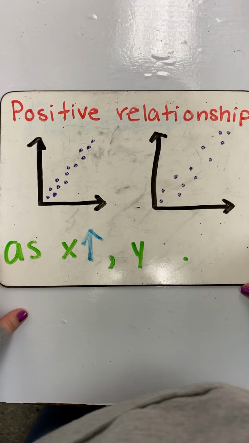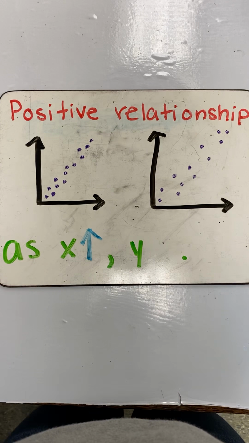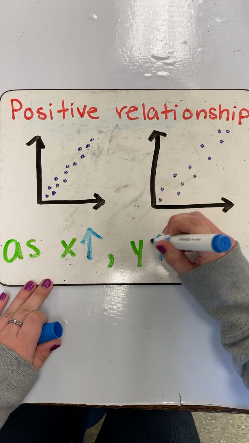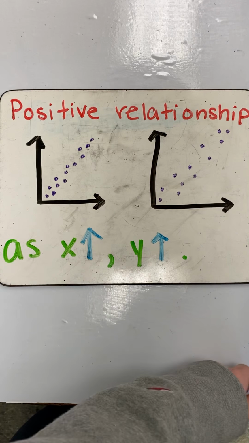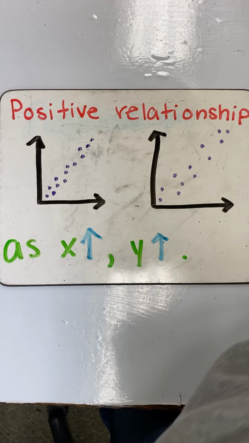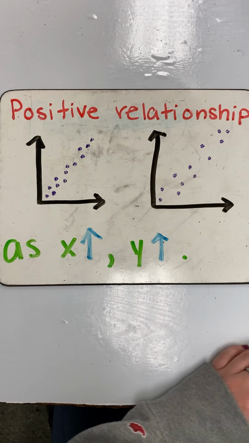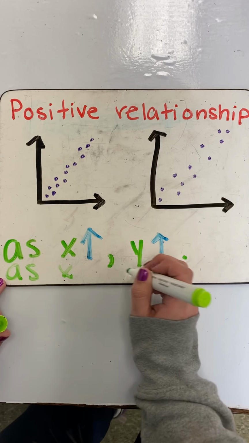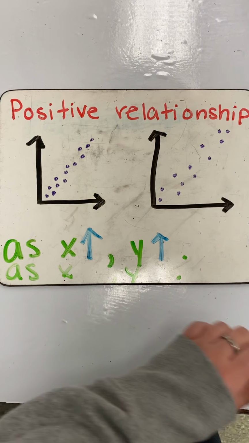So as grams of fat increase in this case, number of calories increase. This is what we call a positive relationship. A positive relationship pretty much says as X increases, Y also increases. And as a matter of fact, you can say it the other way too: as X decreases, Y also decreases.